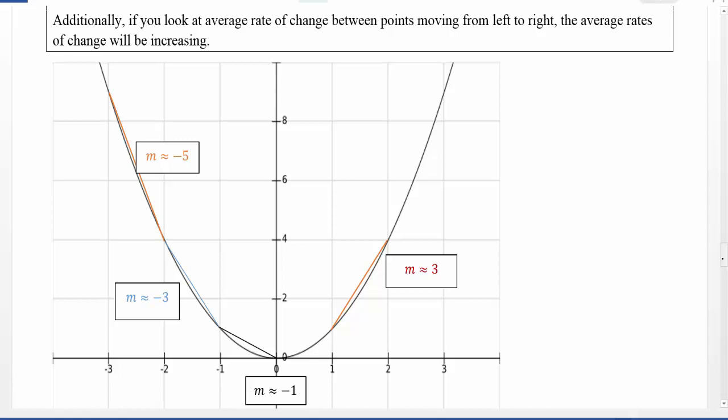So even though I can see that visually now, that's helpful to know in case we're trying to describe concavity of something when we don't have the graph. So this is a way that we can check to see which way the graph bends by looking at these average rates of change and considering what they're doing.